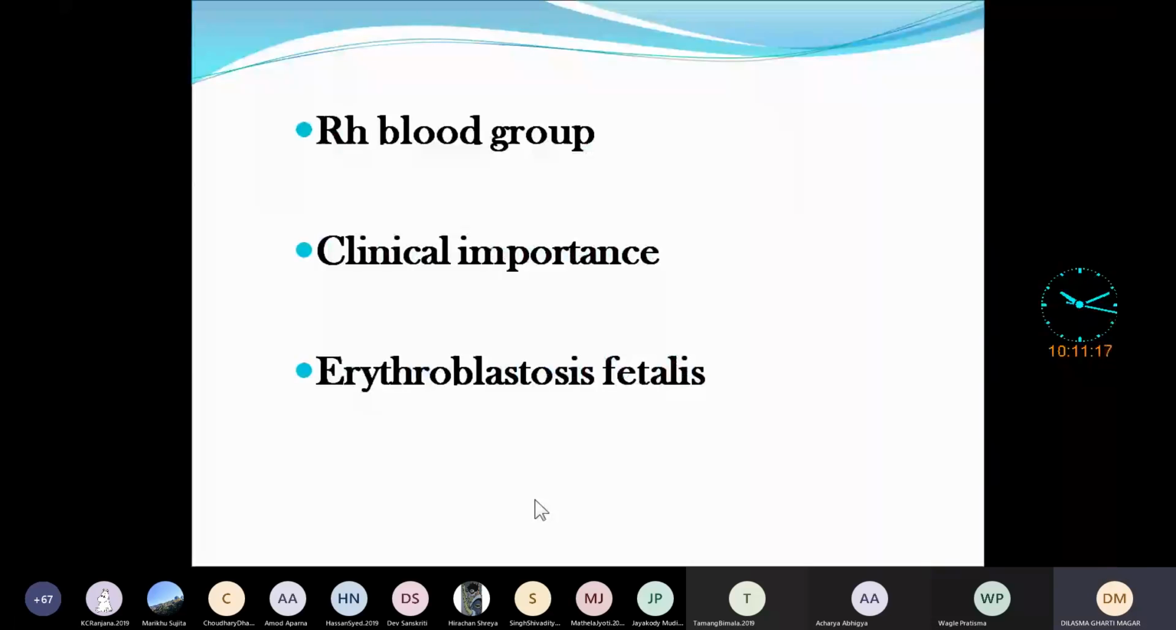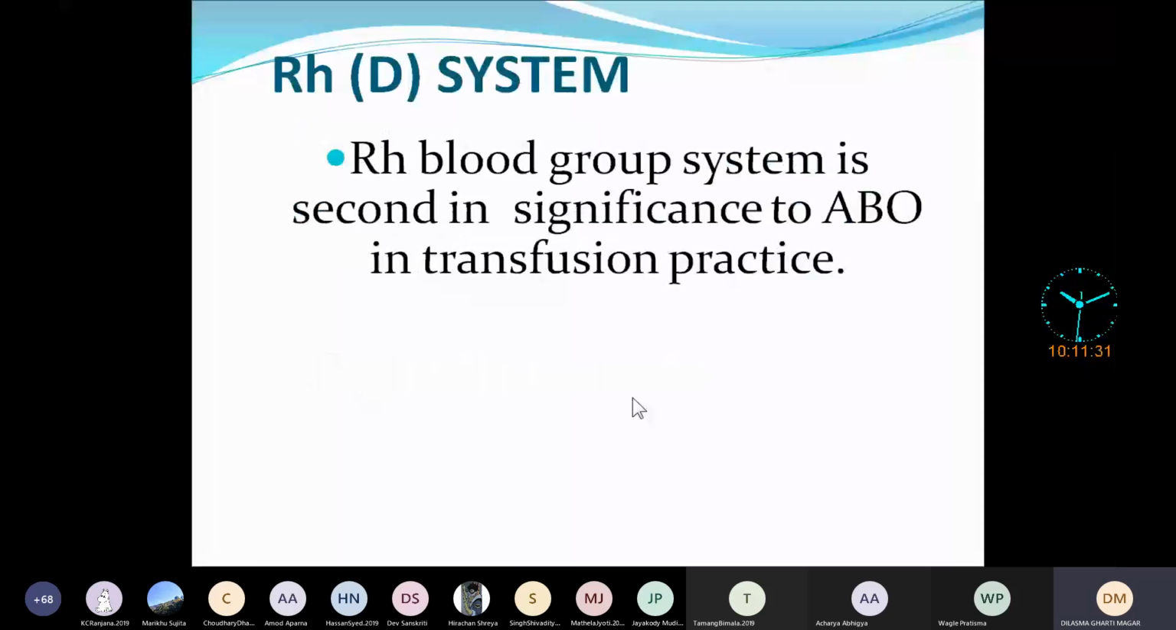We'll talk about the Rh system and its clinical importance, and then we'll talk about erythroblastosis fetalis, or hemolytic disease of the newborn. So now we'll come to the Rh system, mainly the D antigen, the capital D, not the small d. I told you about the capital H and the small h. Today also we have to write the capital D, because this D antigen is very significant and immunogenic, but the small d is not very immunogenic. So here we will talk about the Rh D system.